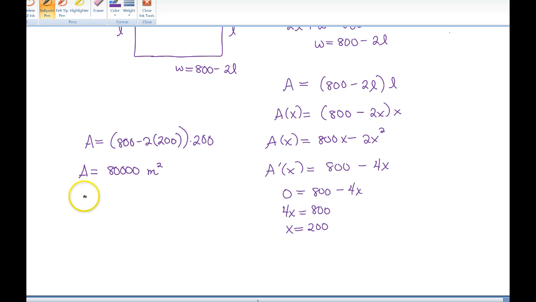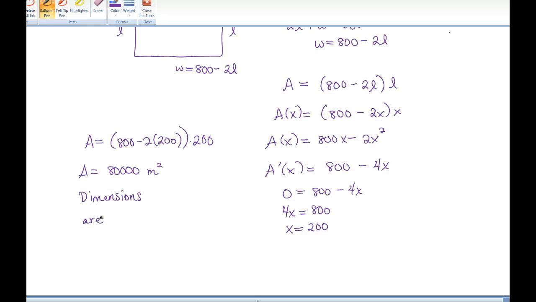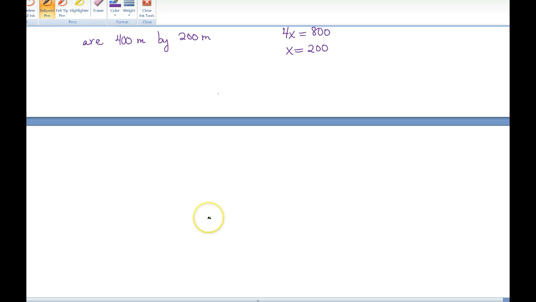And the dimensions are, okay, so 800 minus the 2 times 200, that's going to be 400, so it's 400 by 200, or 200 by 400.